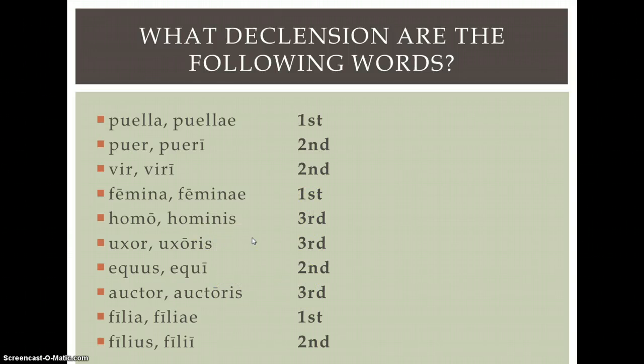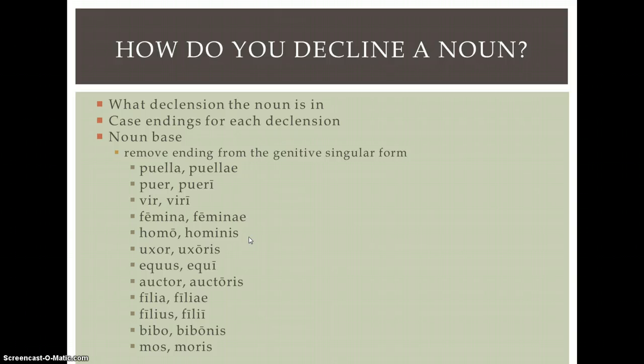Okay, so there are 3 pieces of information that you need to know in order to decline a noun. The first one, in what we just reviewed, is what declension the noun is in, because you've got to know which endings you're going to put on it. That leads us to the second one. Once you know what declension the noun is in, you need to know what the case endings for that declension are. And then those endings are going to go on to the noun base. So the last thing you need to know is how you get the noun base for any Latin noun. And it works the same way for all Latin nouns.